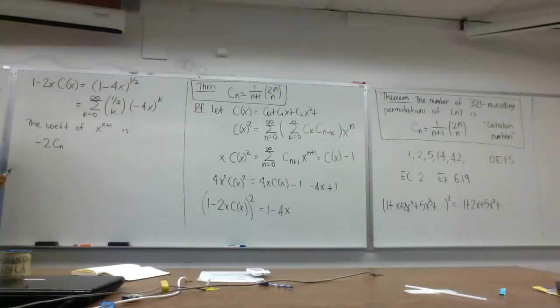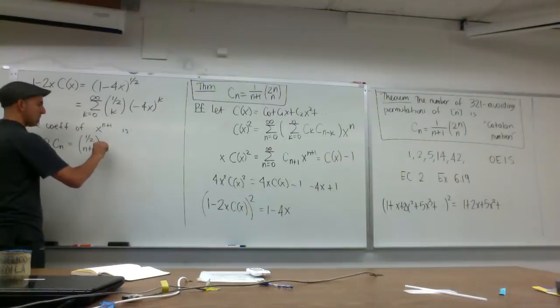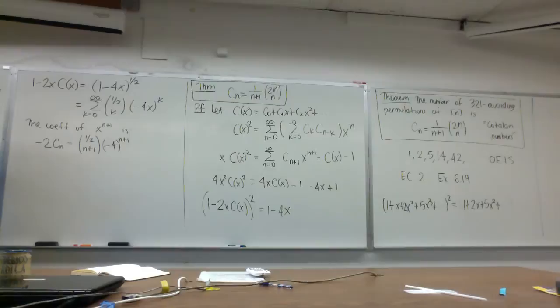What is it on the right-hand side? Well, I need to make k equals n plus 1. And so I get 1 half choose n plus 1, and then minus 4 to the n plus 1. So there's my formula for Catalan numbers.